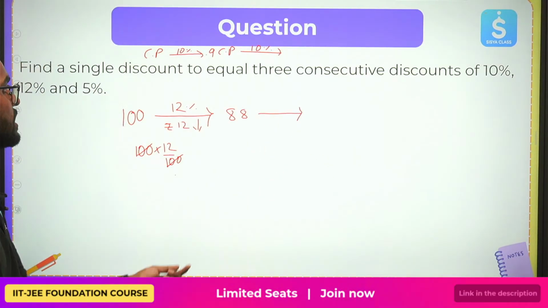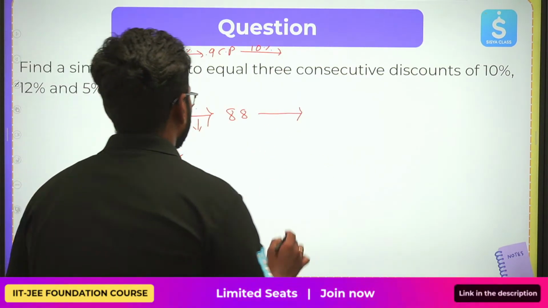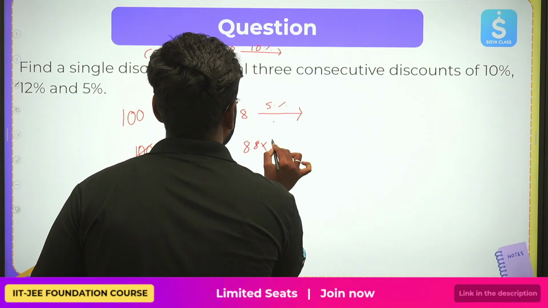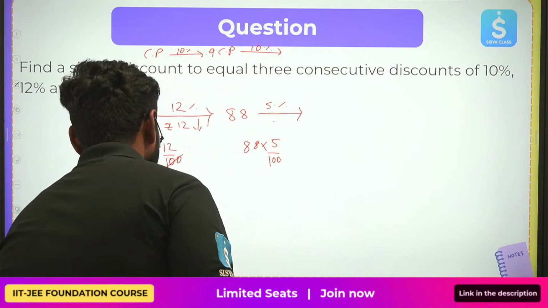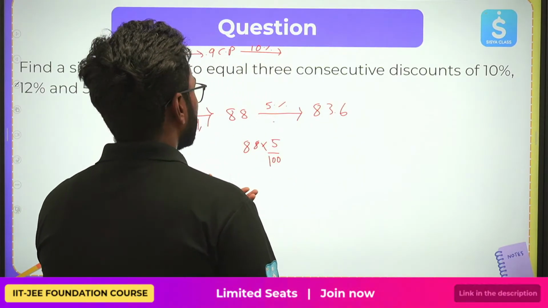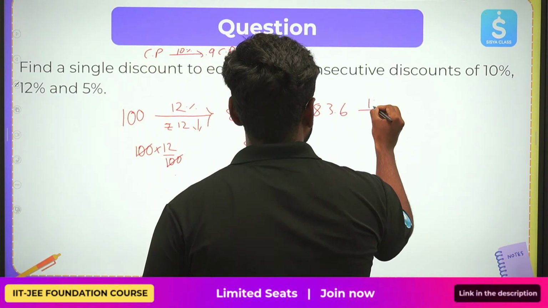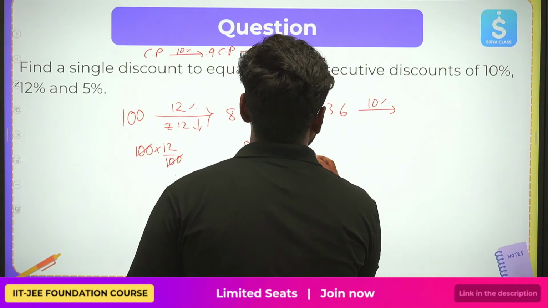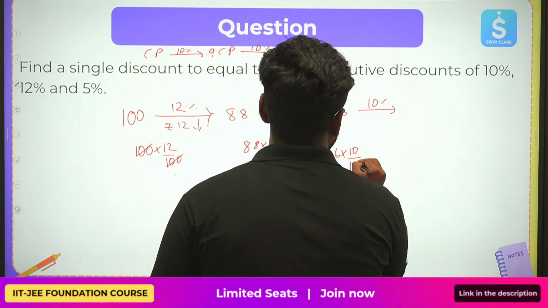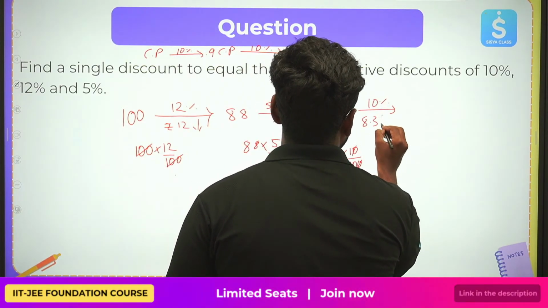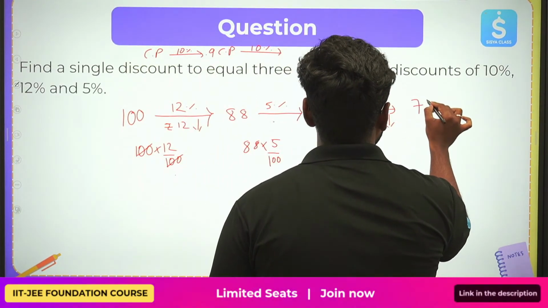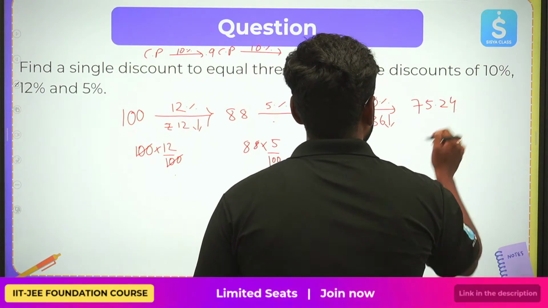Got it? Now we have 5%. Let me take 5%. This should be 88 into 5 by 100. Okay, this would be 83.6. Now finally I am getting a 10% discount, which should be 8.36, right? 83.6 into 10 upon 100 should be 8.36 rupees. So finally my price would be 75.24. Okay.